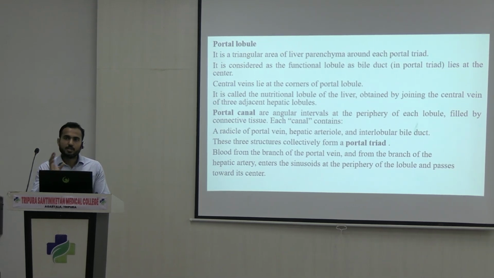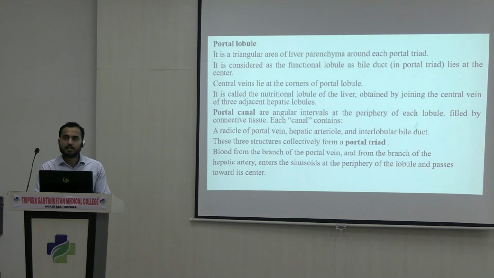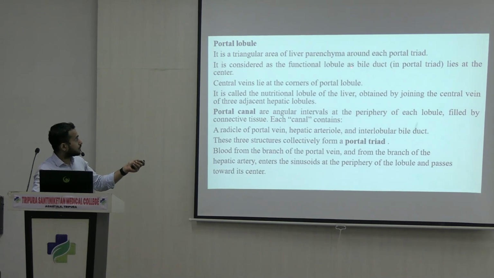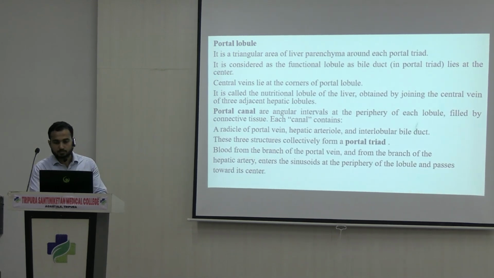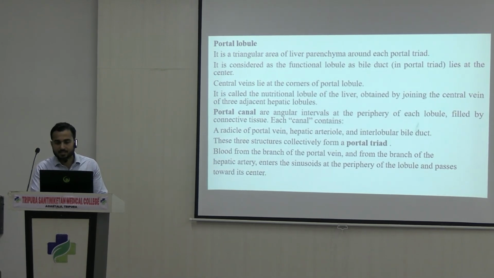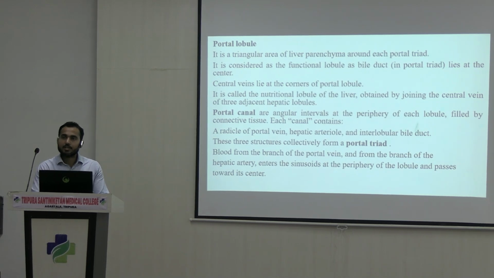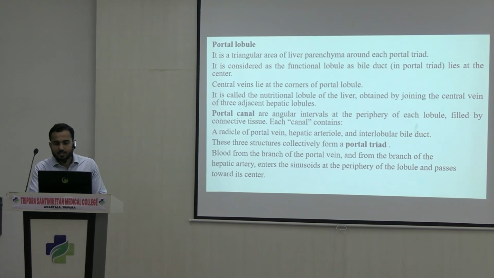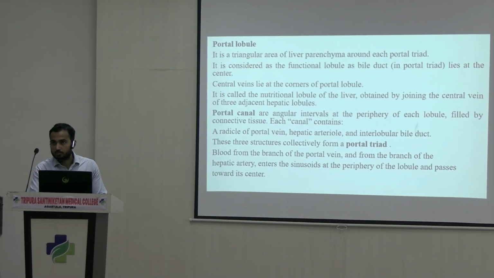So that means you will be getting the portal triad, and in between the portal triads a triangular area is present. Now, this is also considered the functional lobule of the liver, as the bile duct lies in the center. So here, what will you get? You will get the bile duct, or one bile ductule, at the center, and the central vein at the corner of the portal lobule.